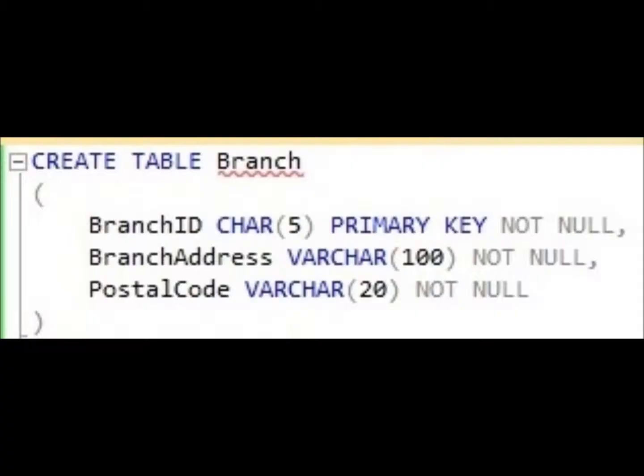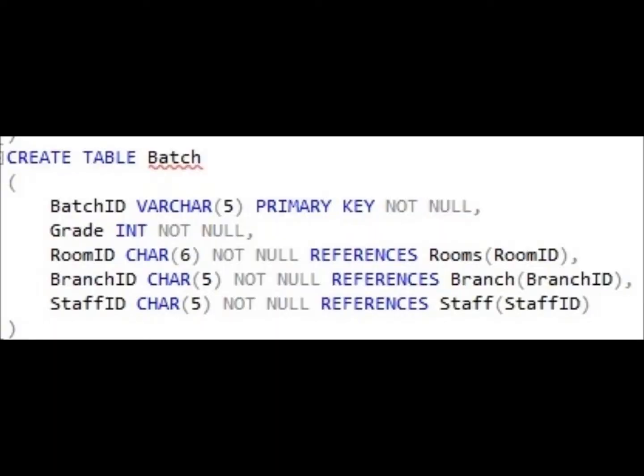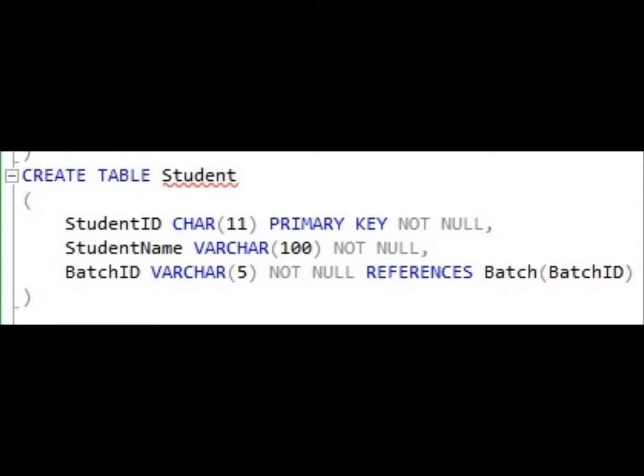There's branch, staff, rooms, batch, students, class session, and fees.